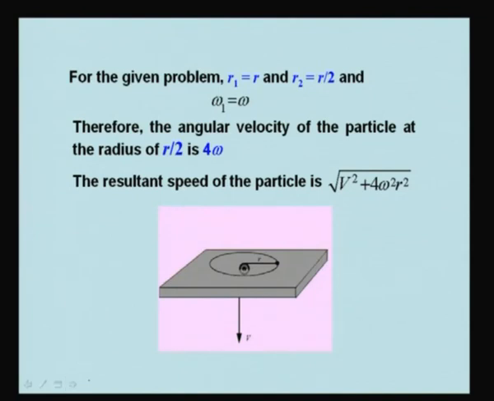From the given problem, r1 is equal to r, r2 is equal to r by 2, and omega 1 is equal to omega. Therefore, the angular velocity of the particle at the smaller radius is 4 omega. The resultant speed of the particle is under root of v square plus 4 omega square r square. So, this is the application of conservation of angular momentum.